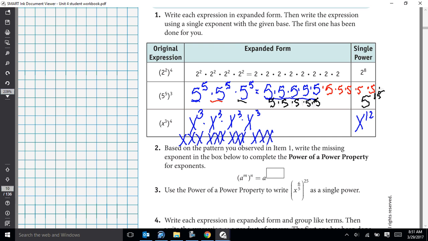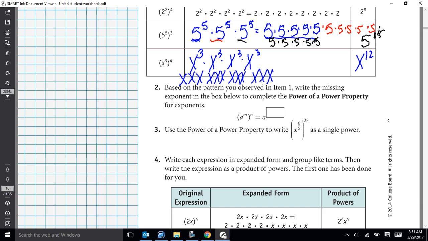So when we have a power to a power, what are we doing with our exponents? We're multiplying them. So down here, if we have a to the m to the n power, we can rewrite this as a to the mn.